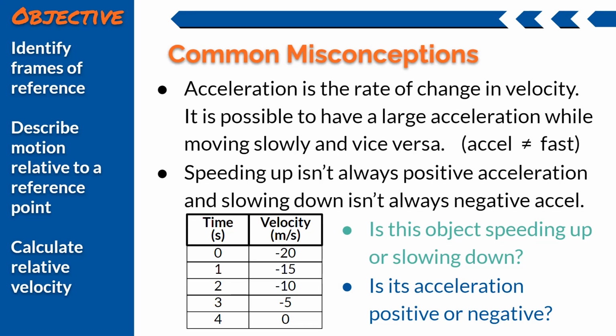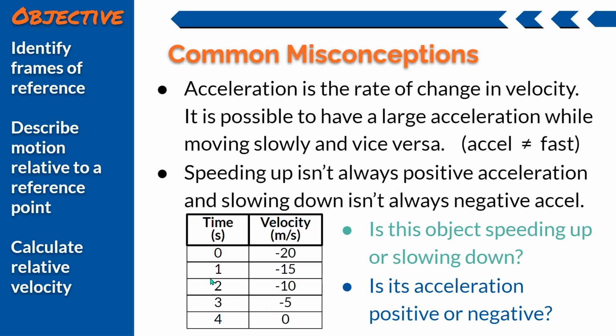All right, so here's what I mean. This is back to that common misconception. It is possible to have a large acceleration while moving slowly and vice versa. That is another common misconception, is that an object that has a large acceleration is moving fast. Not necessarily. Okay, and the second one being speeding up isn't always positive acceleration and slowing down isn't always negative. So there's a lot of misconceptions that are pretty common that relate to this unit.